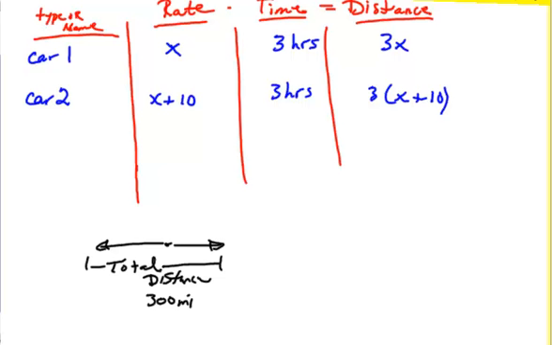If you started here and one went 2 miles to the left and one went 5 miles to the right, how far apart are they? Add them, 7, right? Do you guys see that? Because it says they're going opposite, add the two distances. And when you add it, what does it equal? Yes, total distance is 300. Perfect. So we'll say 3x plus 3 times x plus 10 equals 300.